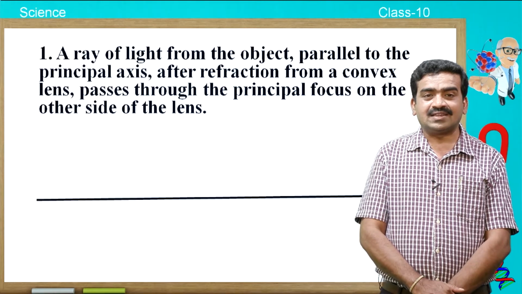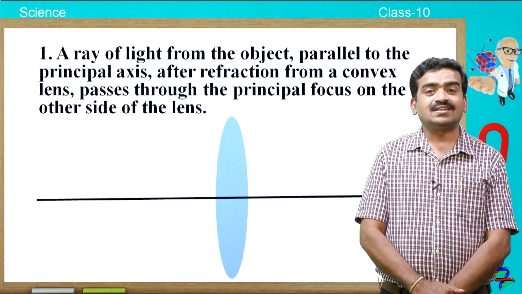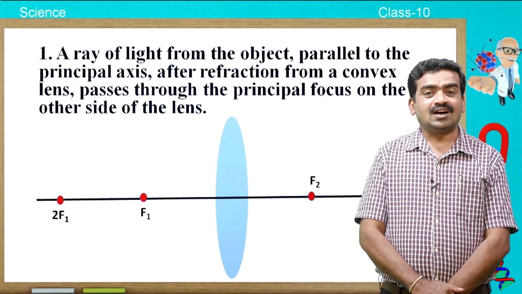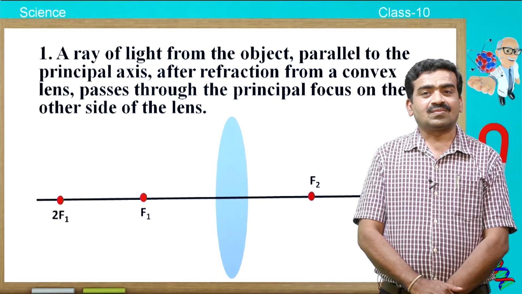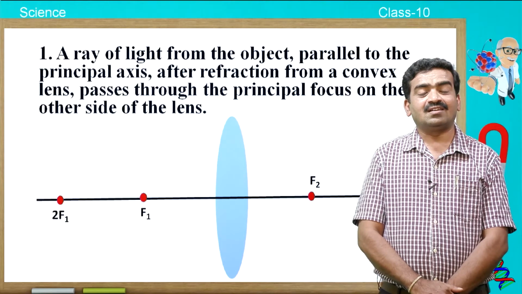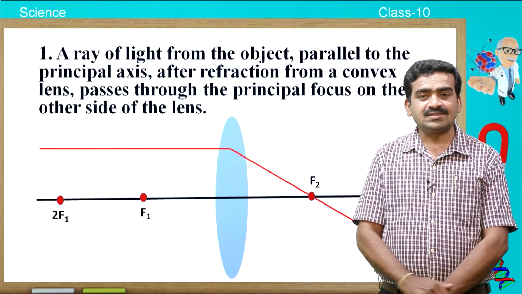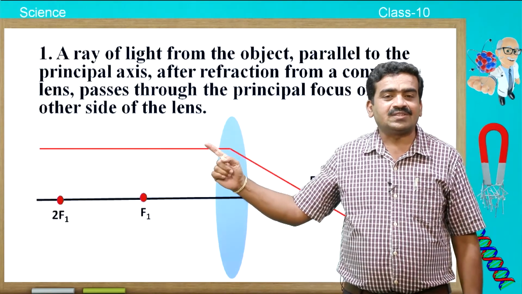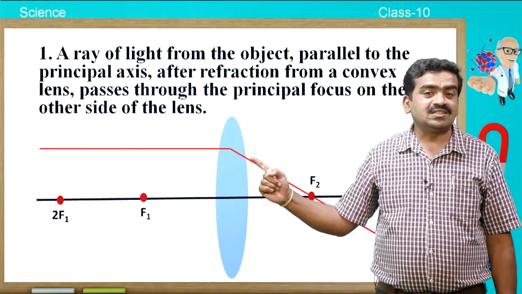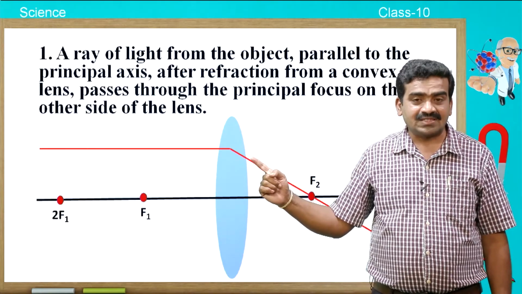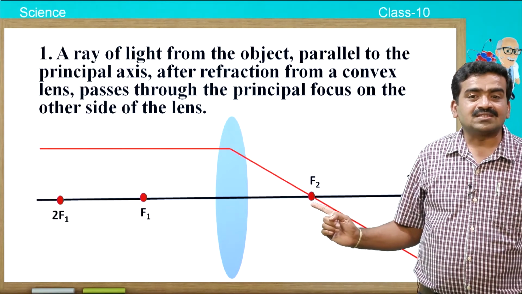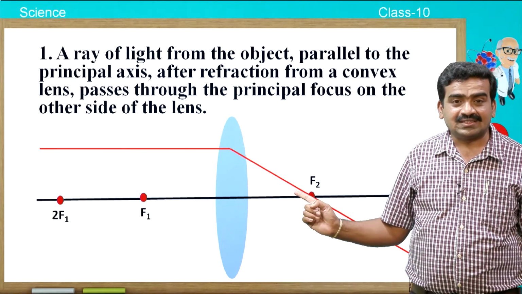The first important thing is a ray of light from the object parallel to the principal axis, after refraction from a convex lens, passes through the principal focus on the other side of the lens. That means when a ray of light passes parallel to the principal axis through a convex lens, after refraction it passes through the principal focus on the other side of the lens.